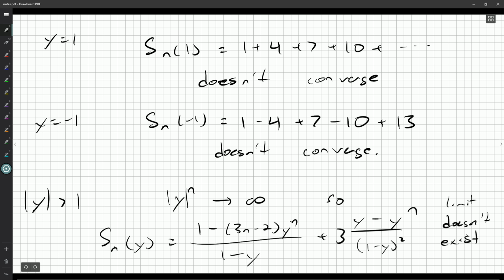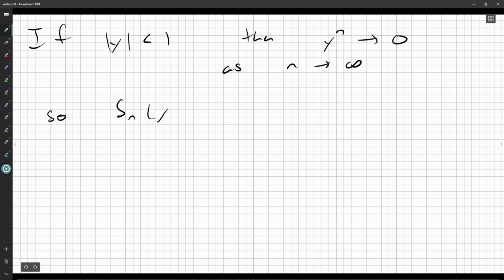The y to the n are getting too big, but if I pick y in absolute value being less than 1, then y to the n goes away after a while as n tends to infinity. Okay? So S_n of y's limit exists exactly when the absolute value of y is less than 1.